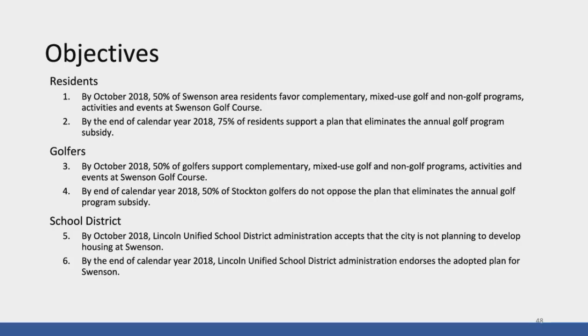So here are our objectives. By residents, we want by October of 2018, 50% of the area residents to favor complementary mixed-use golf and non-golf activities and events at Swenson. And by the end of the year, 75% of the residents support a plan that eliminates the annual golf program subsidy. And then for golfers, we want 50% of the golfers to support complementary mixed-use activities. But by the end of the calendar year, we would really just like to see golfers not oppose the plan that eliminates the annual golf subsidy.